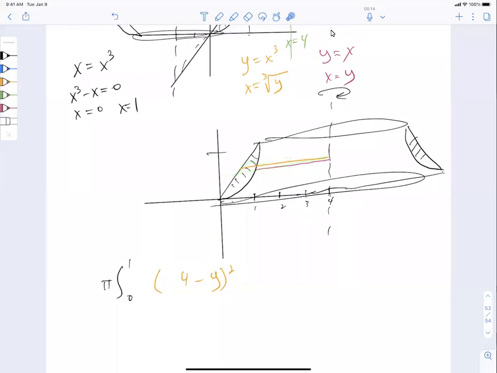The inner radius is going to be 4 minus cube root of y, squared. Again, this is 4, and this is the radius you're looking for, and this is cube root of y. So 4 minus cube root of y gives you the radius you're looking for. Again, pi r squared, pi r squared.